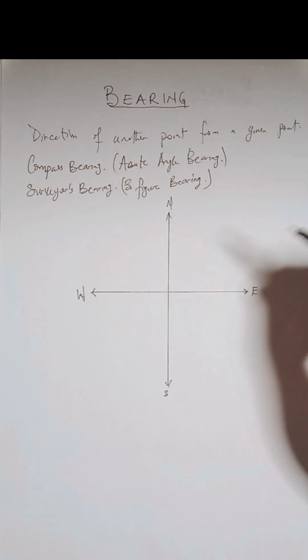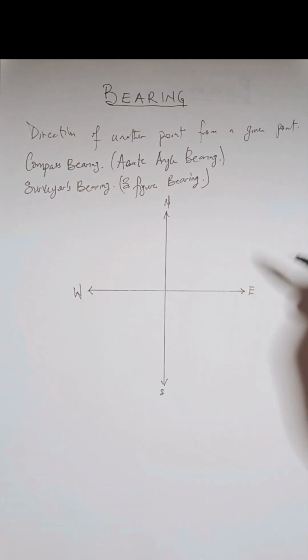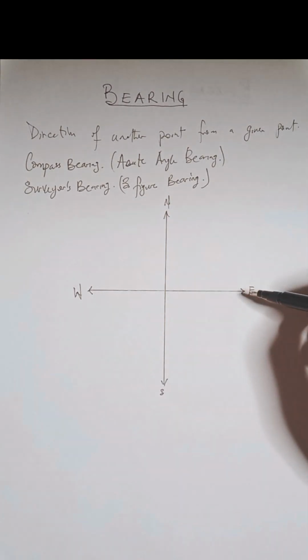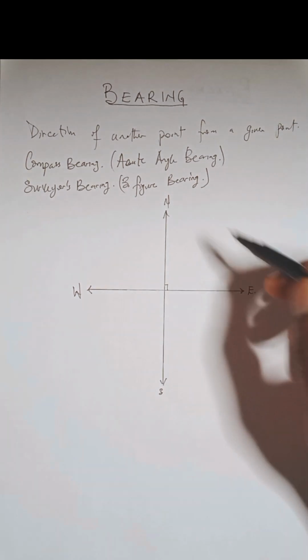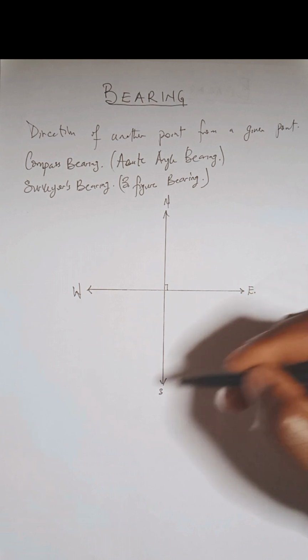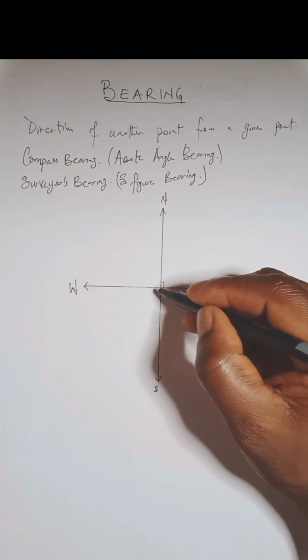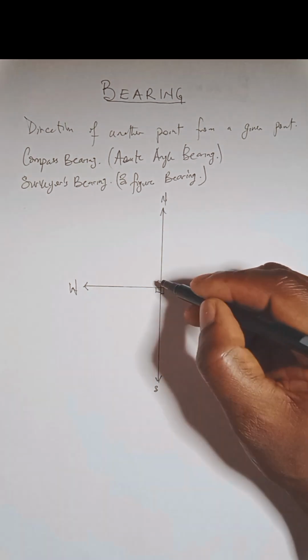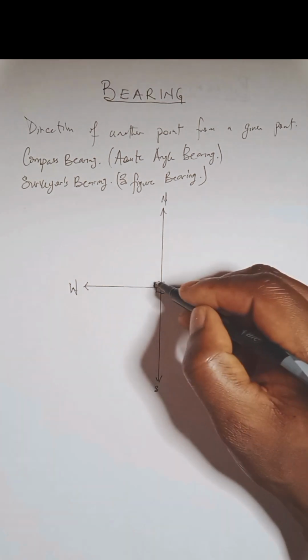And now, between a cardinal point and the next cardinal point is angle 90. Between north and east we have 90 degrees. Between east and south is another 90 degrees. And between south and west is 90 degrees. Between west and north is 90 degrees.